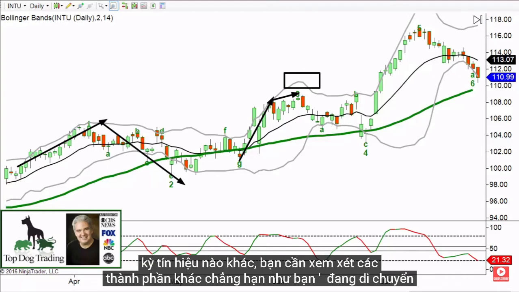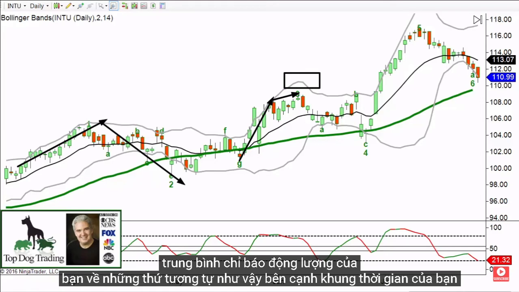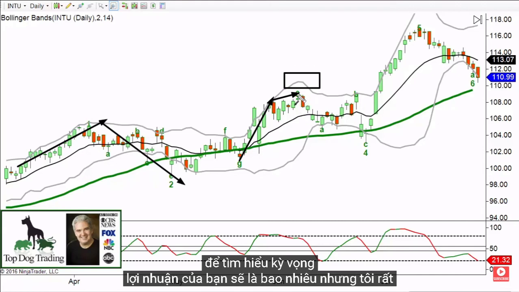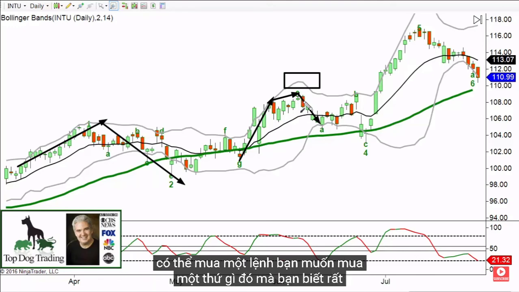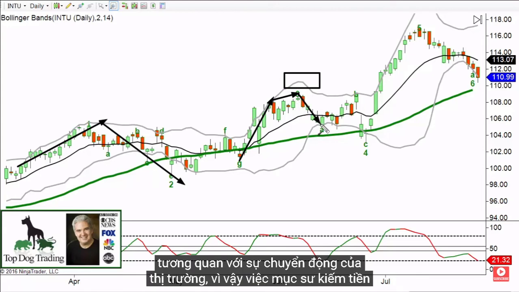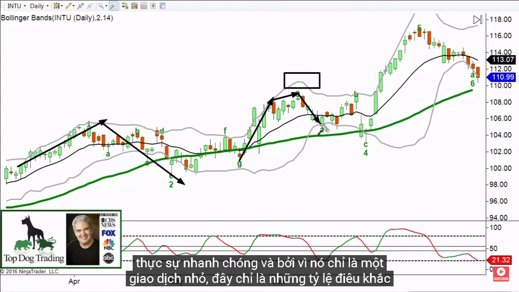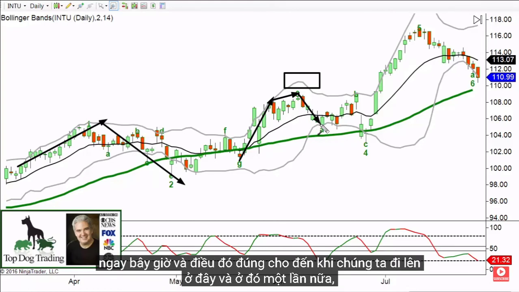Then for any other signals, you need to look at other components, such as your moving averages, your momentum indicator, the next higher time frame, things like that, to find out what your expectancy of profit will be. But at the very least, I like to see it come back to the 15 EMA. So it comes back down here. Now, if you were to trade options on this, you could buy a put. You'd want to buy something that's very correlated with the movement of the market, so it's moving fast. You're making money real fast. And because it's just a little scalp trade, these are just scalp trades right now.